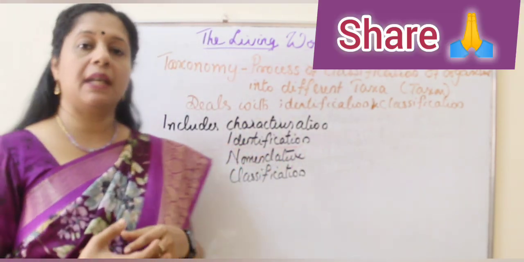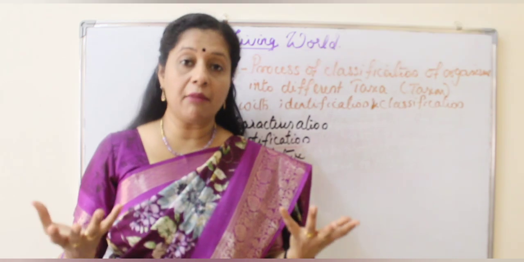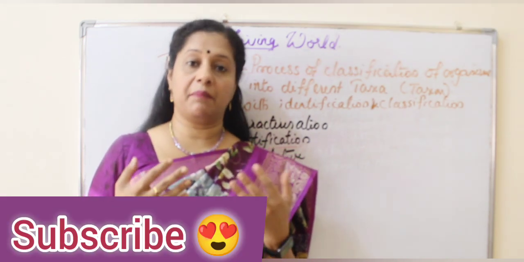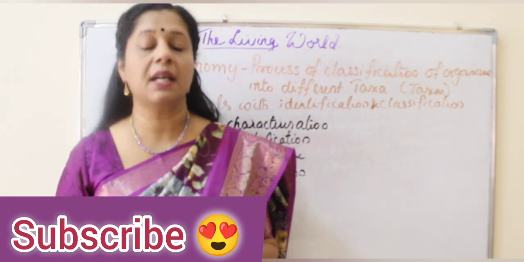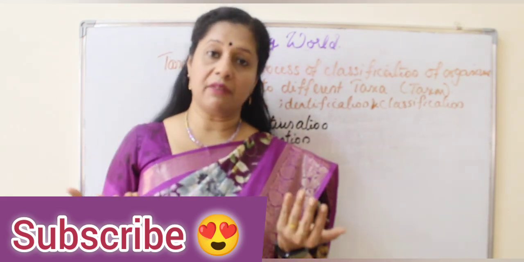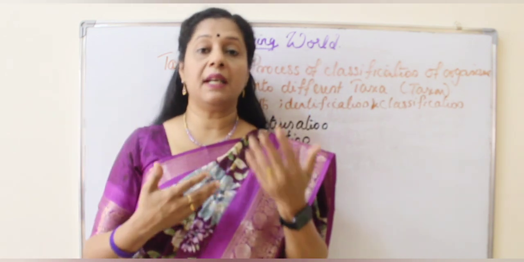Next is nomenclature. Nomenclature is the scientific naming of organisms, because we know that if we use colloquial names of a particular organism or plant, different regions have different names. In India itself we have lots of languages, so they may be speaking in different terms.